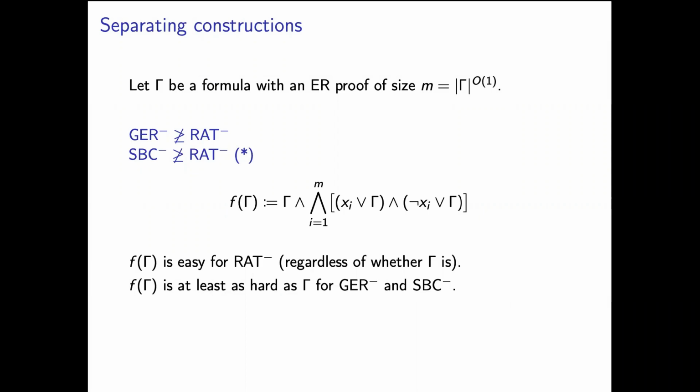You take the original formula, which is unsatisfiable and should be hard for both of these systems. To each clause in the formula, you attach this new variable xi. And to each variable in the formula, you attach this new variable not xi. Somehow, this makes the result, this f gamma, easy for RAT, regardless of whether gamma is, because as long as it's easy for X-time resolution, RAT just goes through and simulates the proof. But this is at least as hard as gamma is, in the sense that there are new variables in the formula, but these are completely useless for GER and SPC.